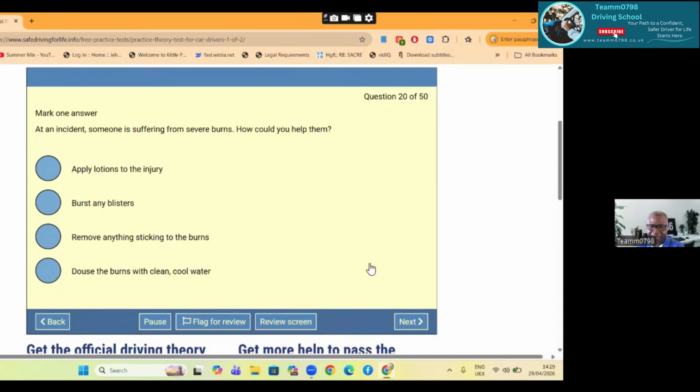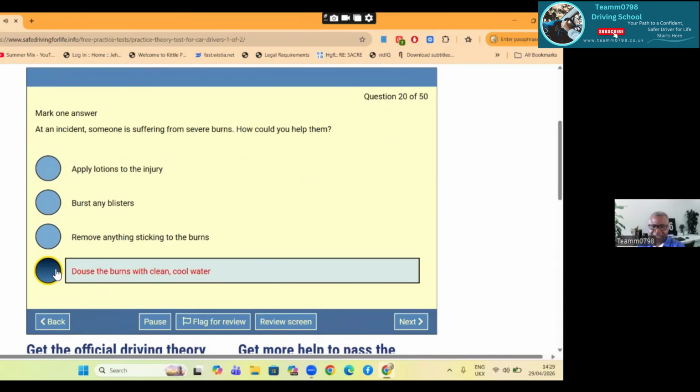Remove anything sticking to the burn? No, that's not our job. Just douse the burns with cool water. Yeah, douse the burns with clean, cool water. That's the safest thing you can do to help them.